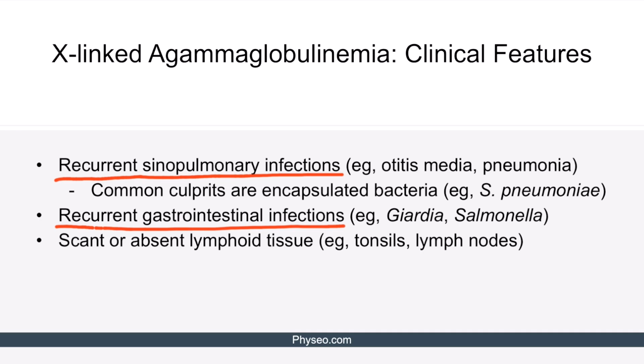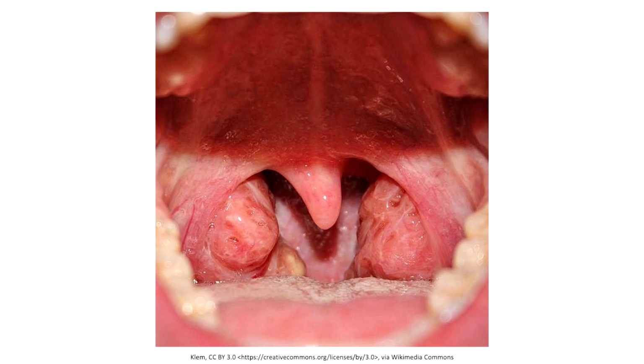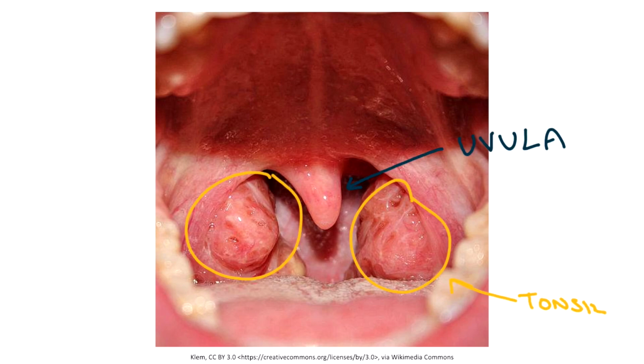Lastly, on physical exam, these patients almost always have either scant or completely absent lymphoid tissue, such as tonsils or lymph nodes. Here's an image of a human throat. Note the uvula and the two tonsils on either side of it. In patients with X-linked agammaglobulinemia, the tonsils will usually be absent.